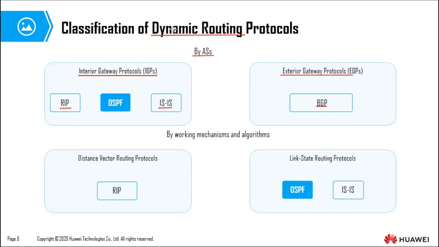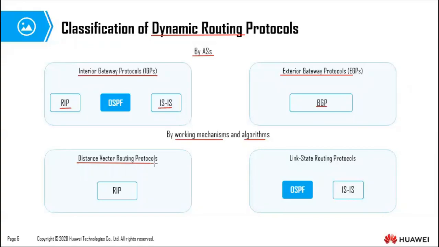The other classification of dynamic routing protocols is by their working mechanism and algorithms. One of them is called distance vector protocol. With distance vector protocol, the main metric used is the distance between the source and the destination. The shortest distance between the source and the destination is used as the optimal path.